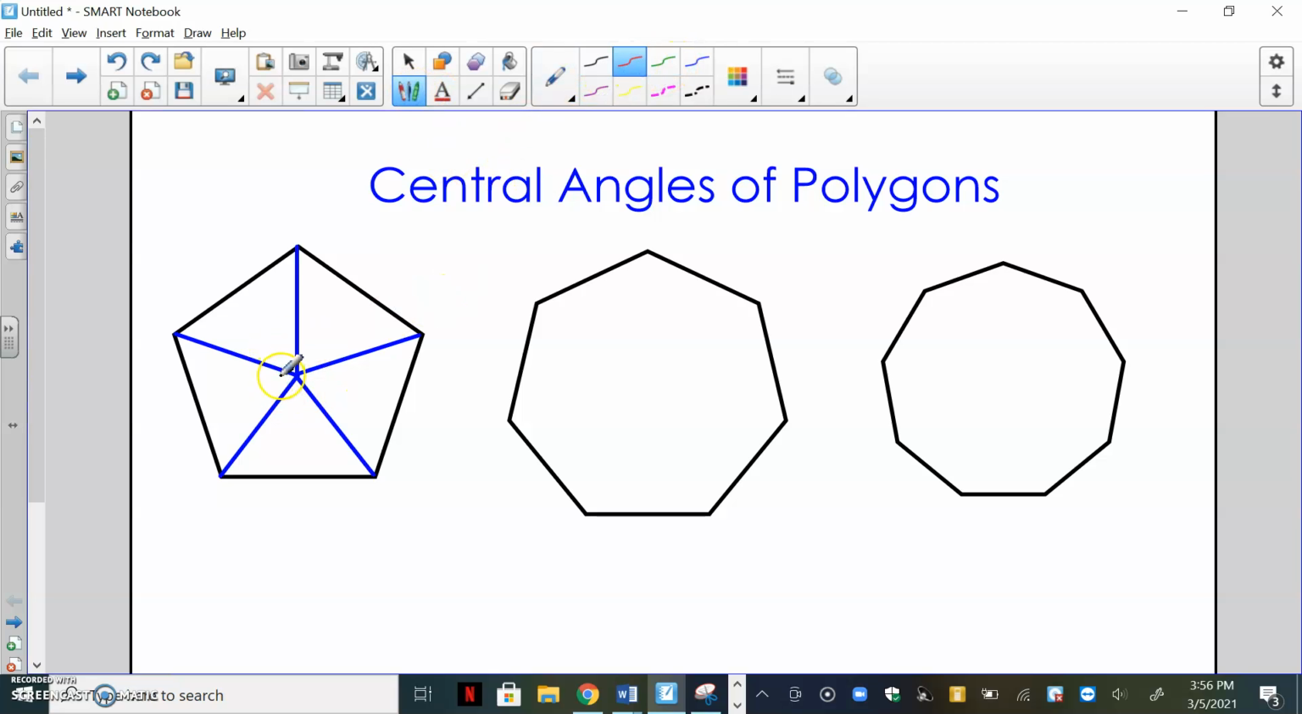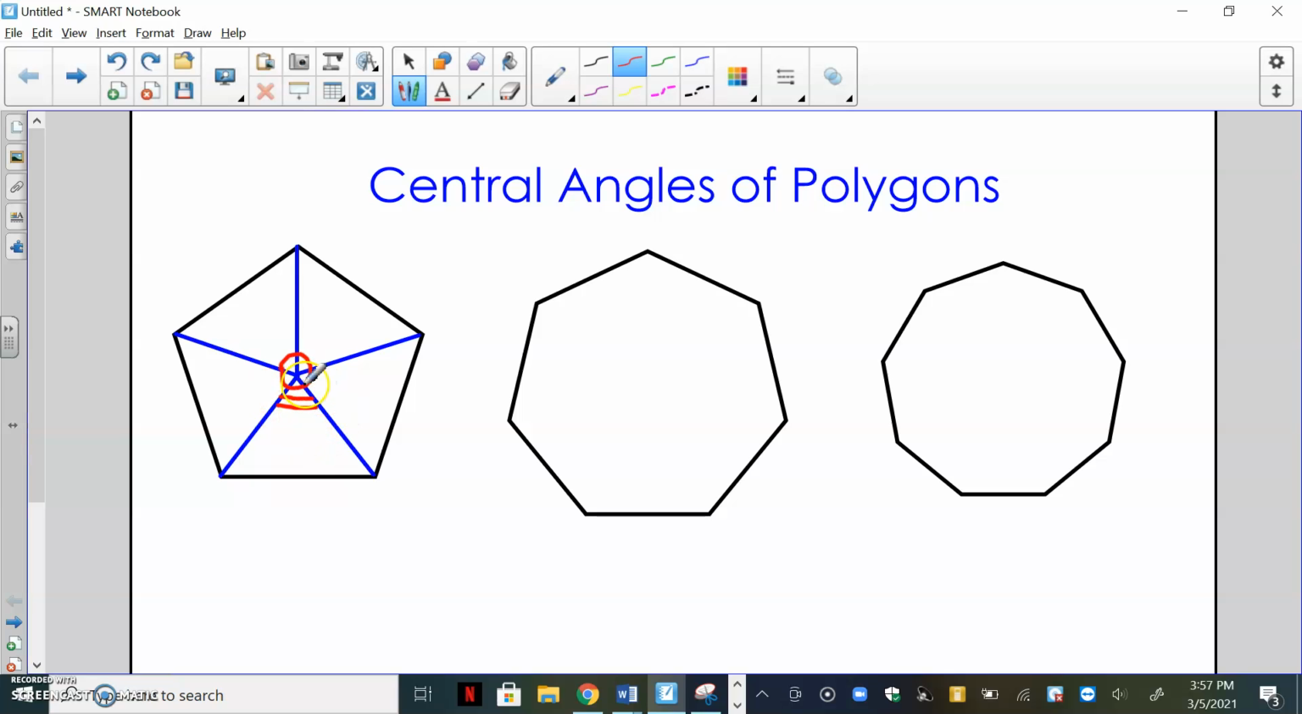Each one of these is congruent because all of these are congruent triangles, and the reason for that is because we are only working with regular polygons, meaning all the sides are the same and all the angles are the same. So hopefully you see that when all of these are right next to each other, they create a perfect circle. All of these create a circle, and so each of these is considered a central angle.